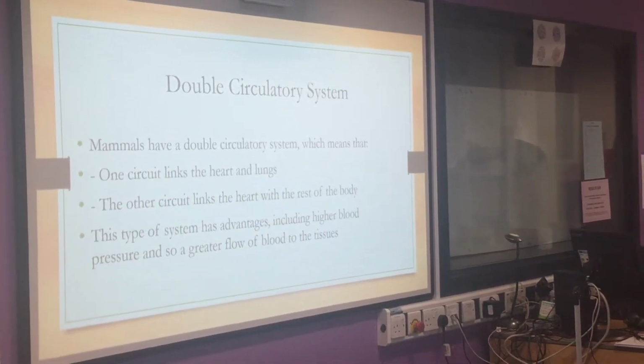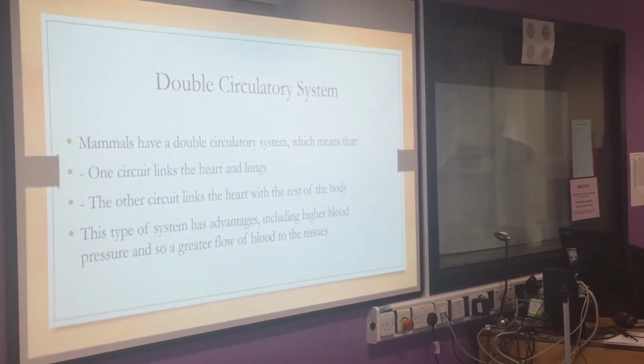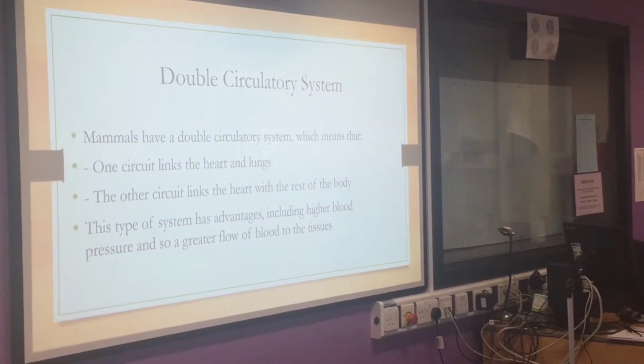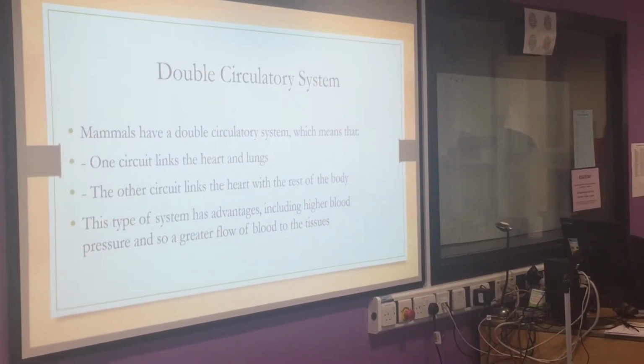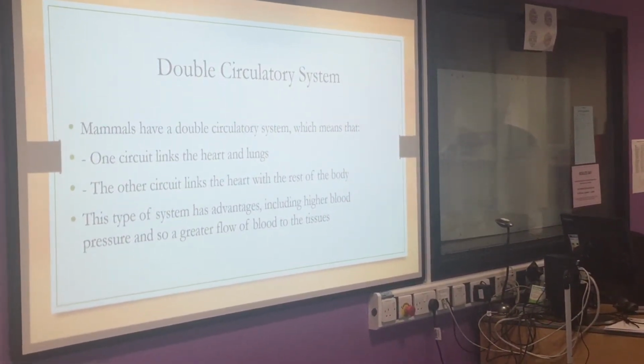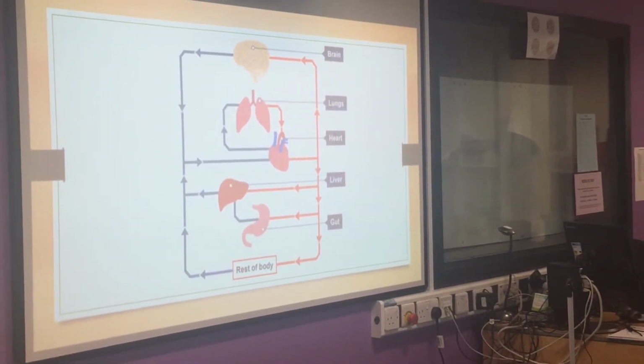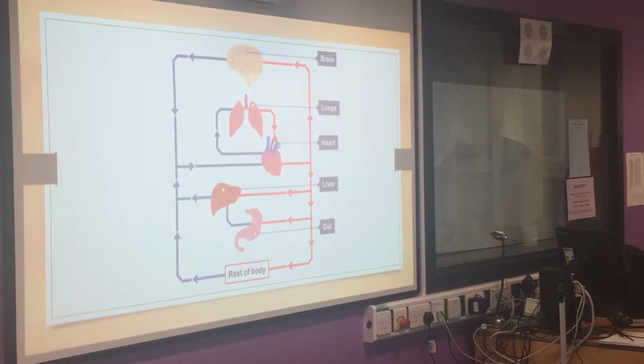Double circulatory system. Mammals have a double circulatory system, which means that one circuit links the heart and lungs, and the other circuit links the heart to the rest of the body. This type of system has advantages, including higher blood pressure and so a greater flow of blood to the tissues. This diagram shows the two circuits in the circulatory system.